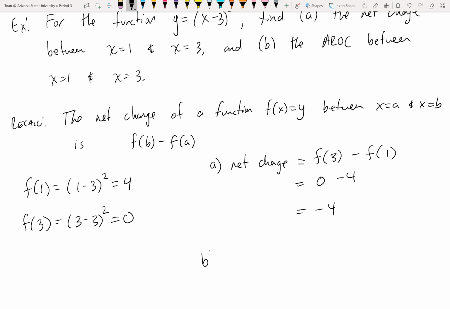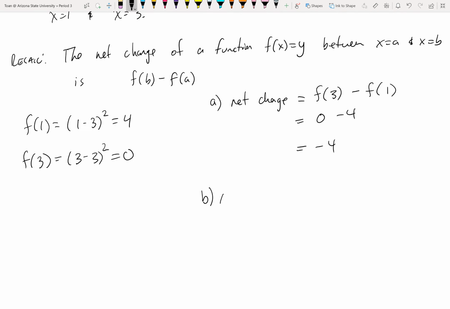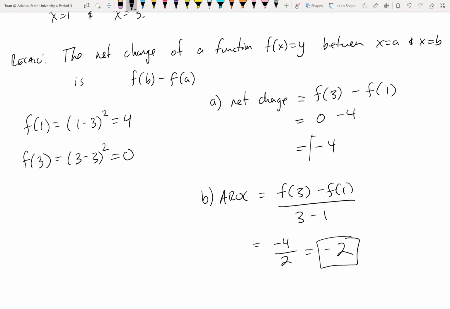The only difference between question A and question B, net change versus the average rate of change, is that for the average rate of change, you simply divide by the differences in x's. So to do letter B, AROC, you take the net change, f of 3 minus f of 1, and then all you got to do is divide out the differences in the x. That's it. We've already figured out the top is negative 4, 3 minus 1 is 2, so the average rate of change is negative 2. Right. Those are the answers.